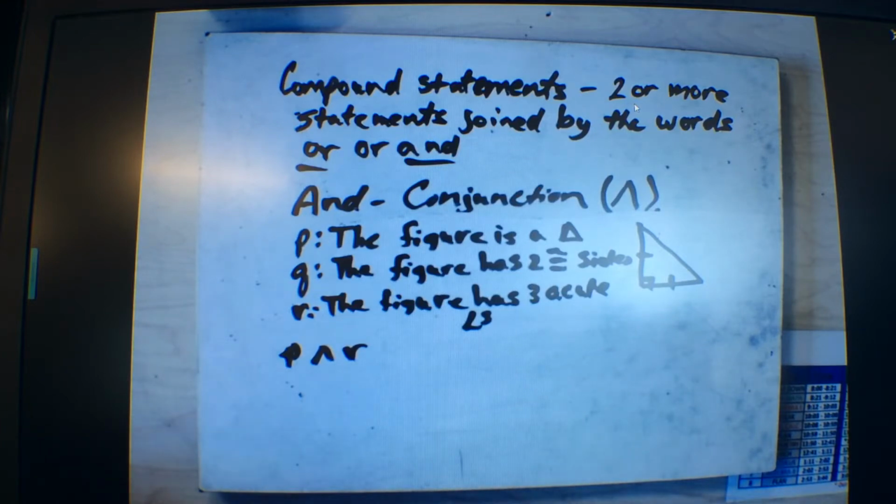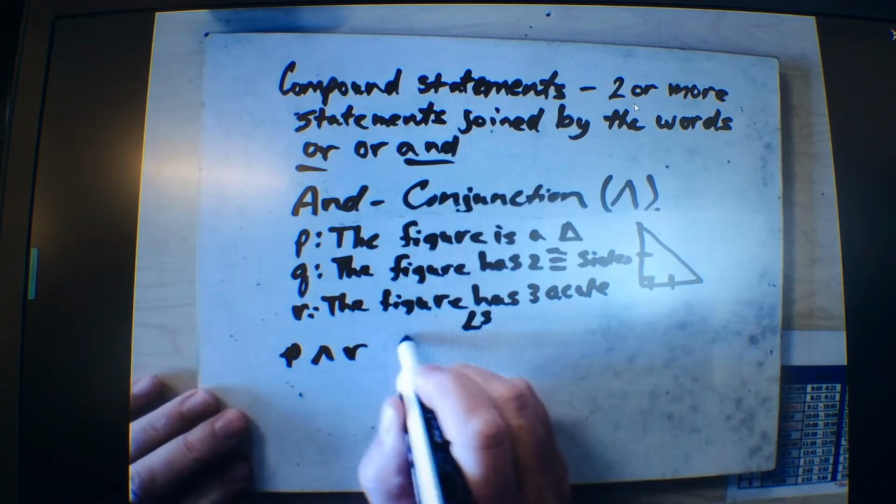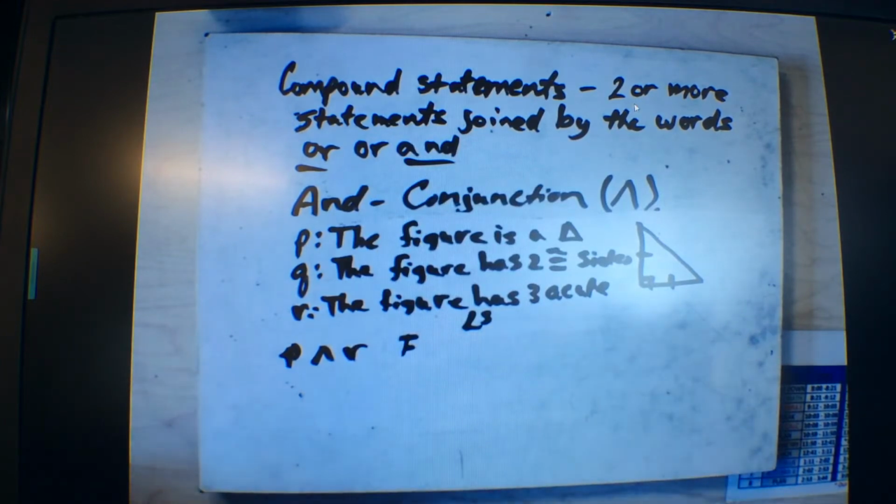Is that true or false? False. That is false. Tell me why. Because it only has two. It only has two acute angles. The third angle is right, correct?